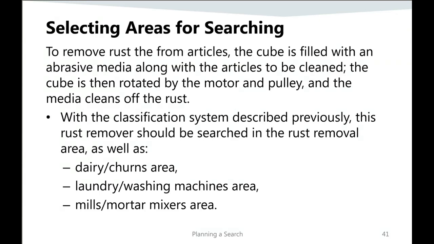To use the rust remover, the cube is filled with an appropriate abrasive media along with the articles to be cleaned. The lid is sealed, the motor is started, the cube rotates, and the media removes the rust from the articles. With the classification system as previously discussed, this rust remover should be searched in the classification area for rust removal, as well as the working body churns area in Class 31, Subclass 18, the washing machine's cylinder area in Class 68, Subclass 18, the mortar mixers area in Class 83, Subclass 73, and any other areas where the searcher might know of the structure being employed.